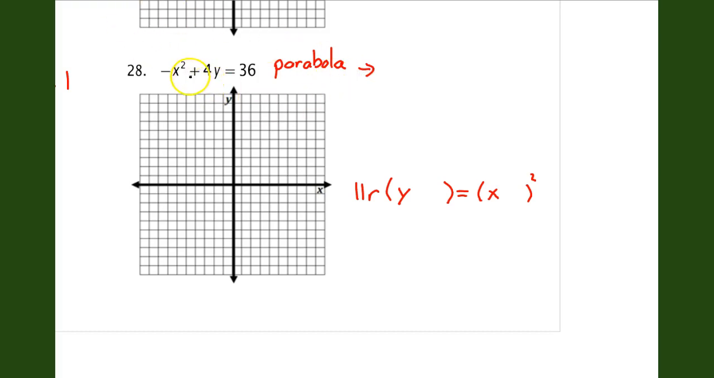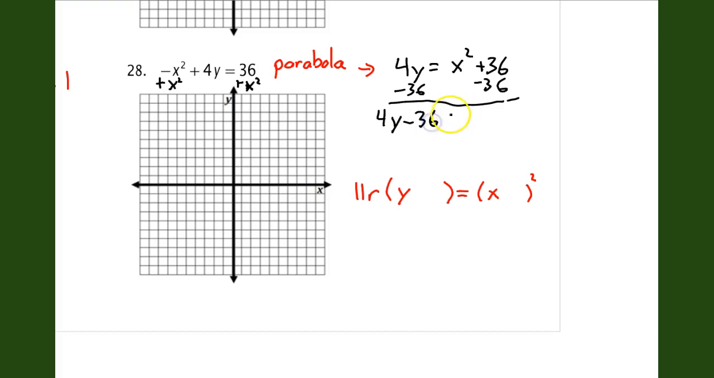So let's see here. We want to have the x's on the right-hand side, like here. It's on the left side here. So let's start by moving that over. So now we have 4y equals x squared plus 36. Right? And we only want the x's here. So in the same manner, we're going to move this 36 to the other side. So step one is get everything onto the correct side. So now it's looking a little bit better.